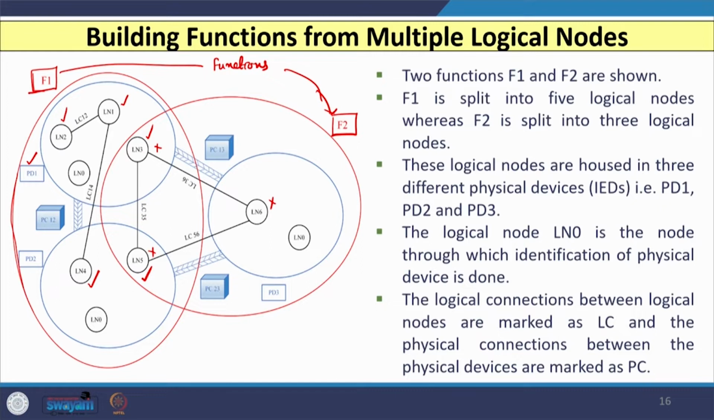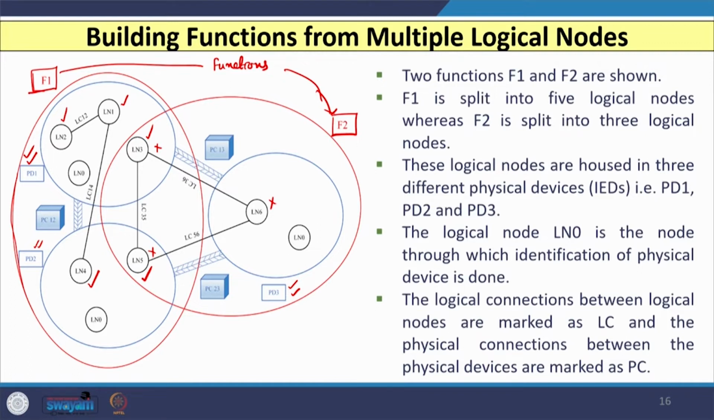Similarly, physical device 2, PD2, I have shown, and this PD2 is nothing but your physical device 2 or ID 2, that contains again 3 logical nodes: LN0, LN4 and LN5. Similarly, I have another, third physical device or ID 3, that contains 2 logical nodes: LN6 and LN0.